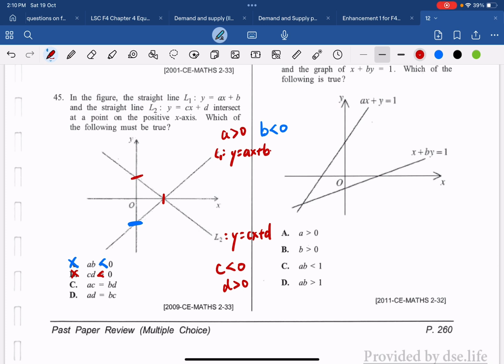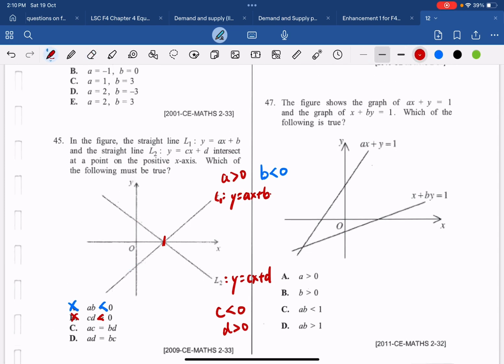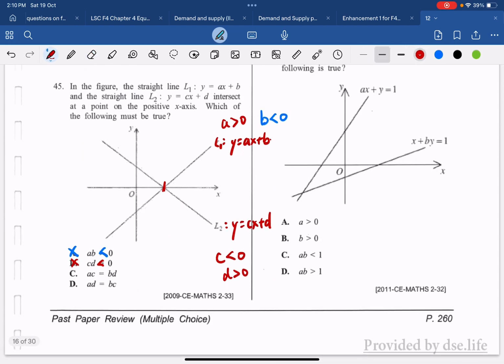Okay, and then we have checked the slope. So maybe we can check the intersection point. Can you see that this intersection point is the x-intercept for both L1 and L2, right? So for L1, the x-intercept, you substitute y equals 0. Then you would get x is negative b over a. So this point is negative b over a, 0.